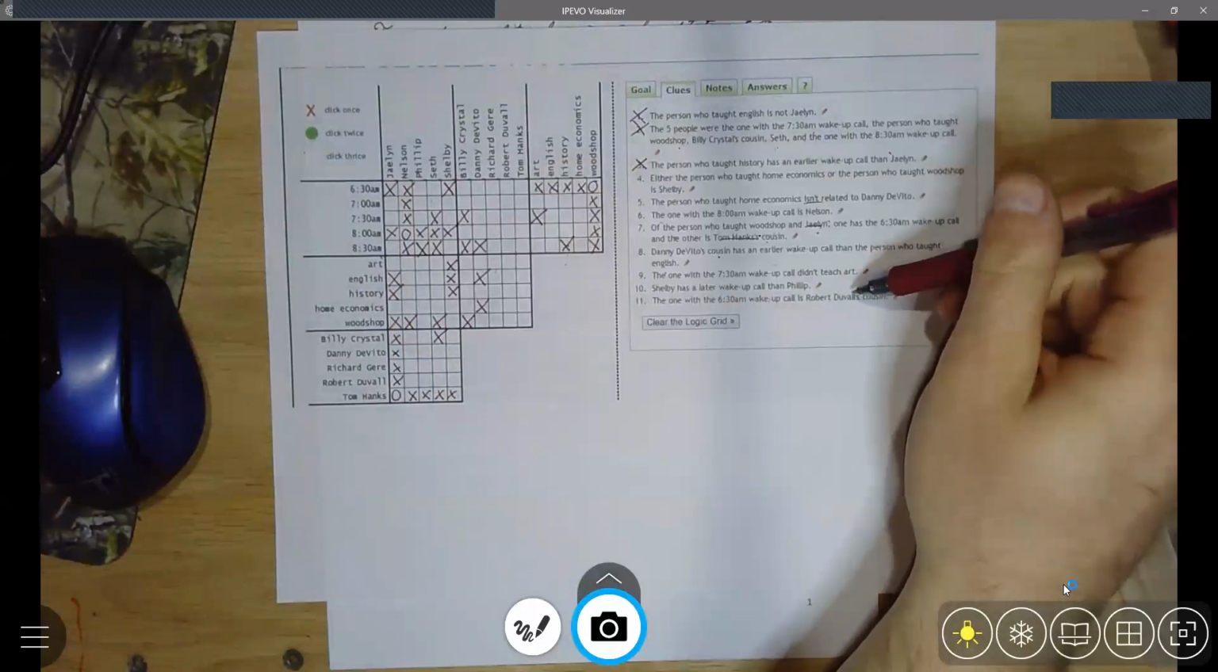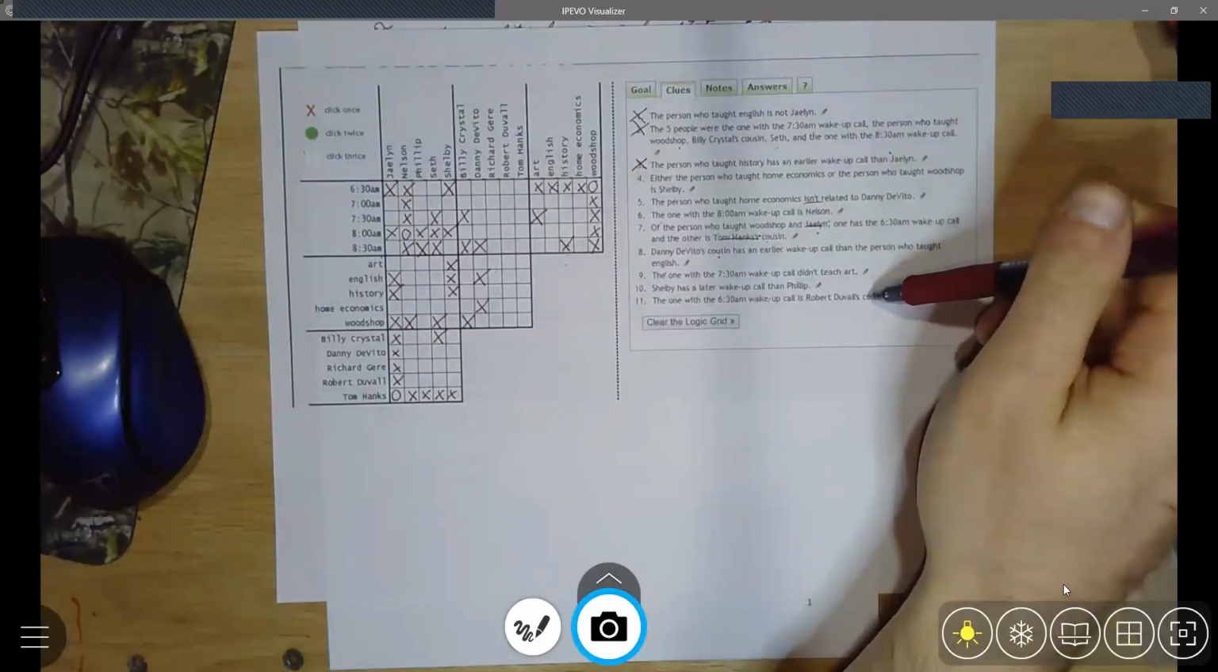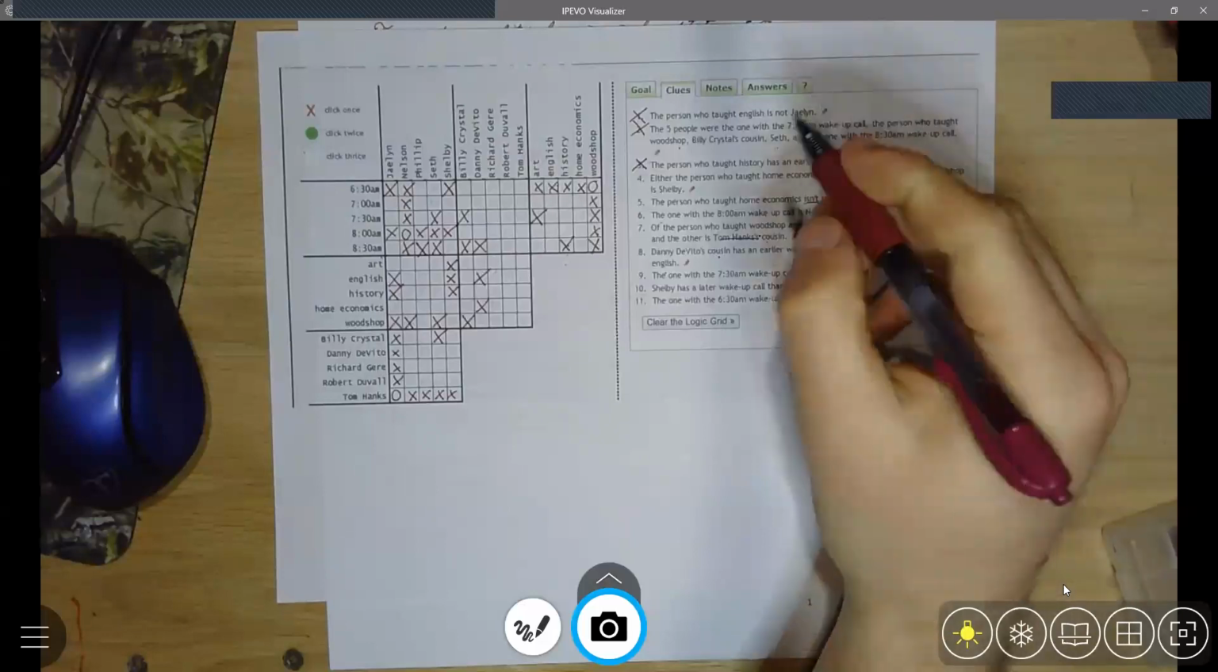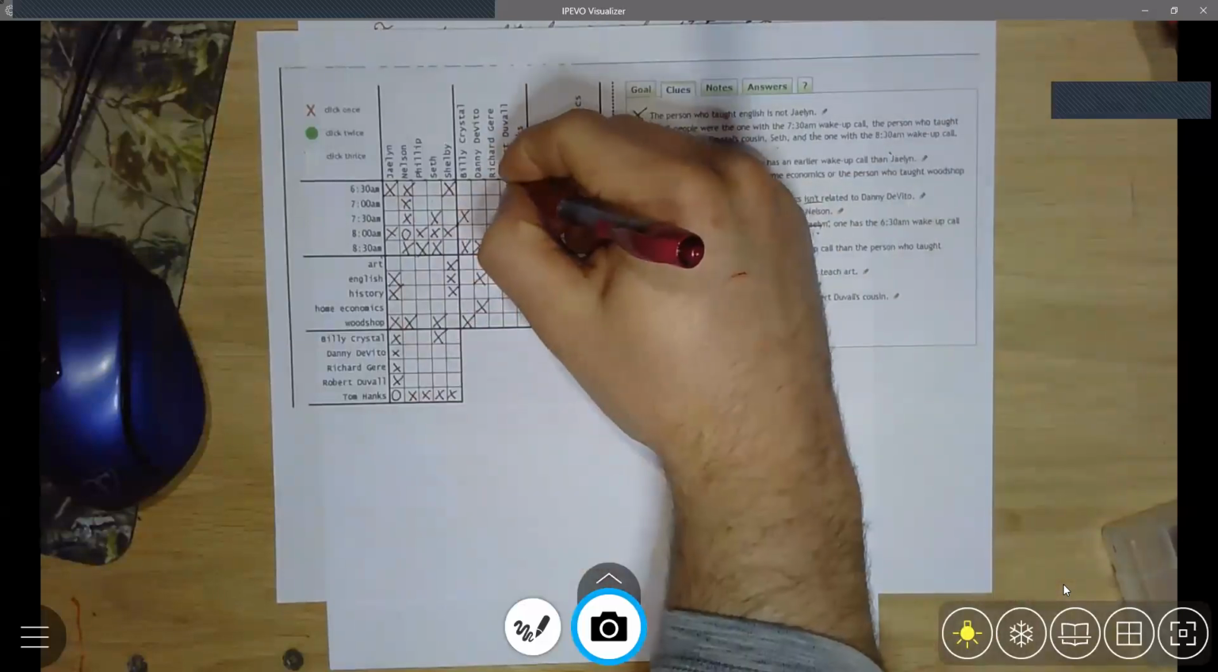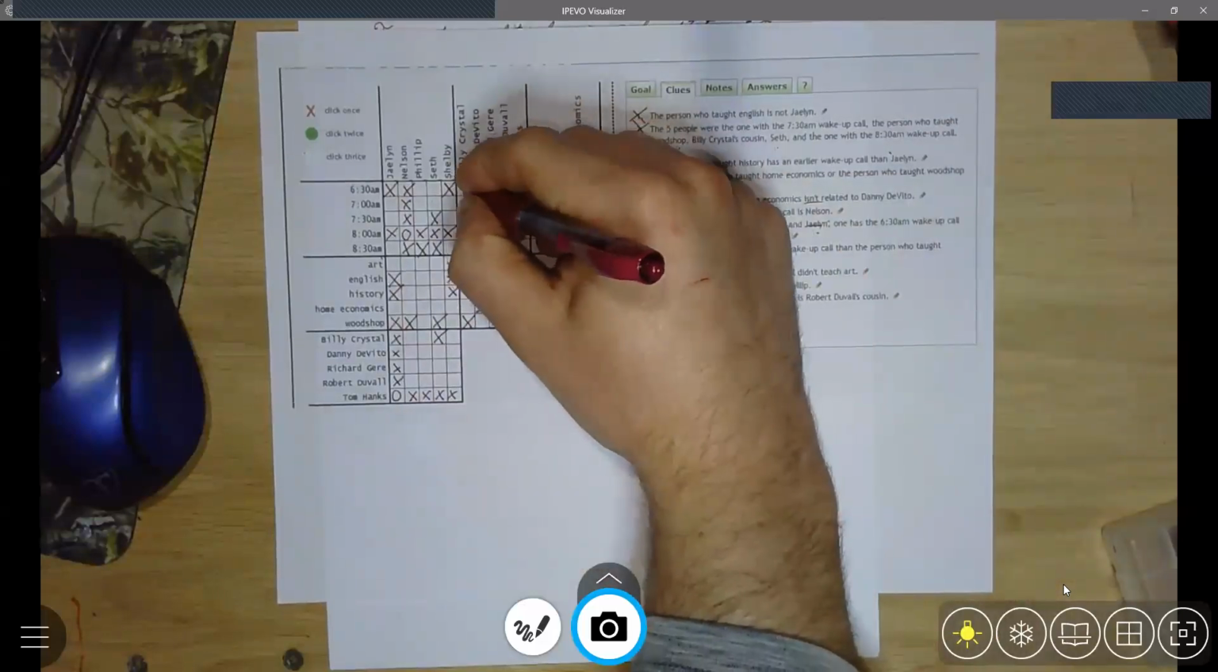Okay. And then the one with the 6:30 a.m. wake-up call is Robert Duvall's cousin. Okay, so 6:30 a.m. is Robert Duvall's cousin. Circle here.